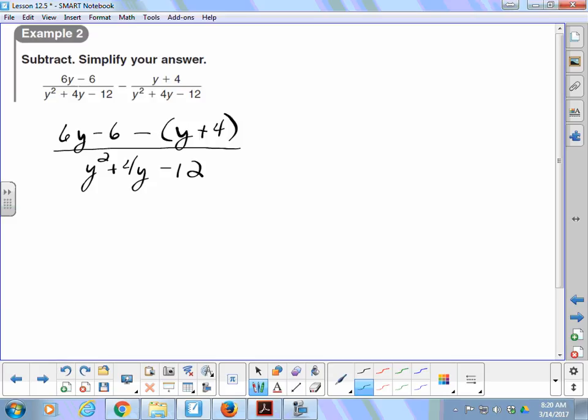We can write it that way to start, so that I remember to take this negative and distribute it. There are two ways we can think of it. One way is I just need to change the signs, or I can think of it as if there's a negative 1 here, which means I need to distribute the negative 1, so multiply by negative 1. Either way, we get 6y minus 6 minus y and minus 4.